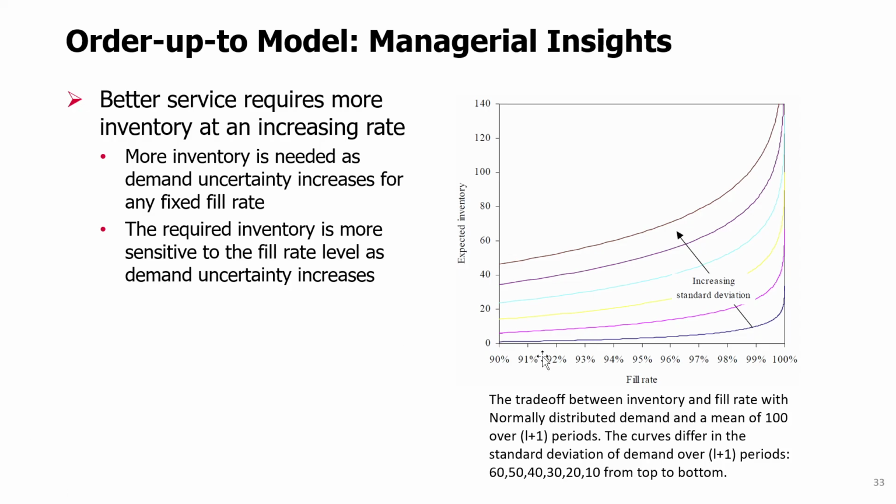So if you want to, for example, increase the fill rate, which you see in this chart, you will see that the expected inventory is going to increase at an increasing rate, right? When the fill rate approaches 100%, the rate is much steeper than when the fill rate is smaller. And also, if your standard deviation of the demand is growing, this is also causing an increase of expected inventory.